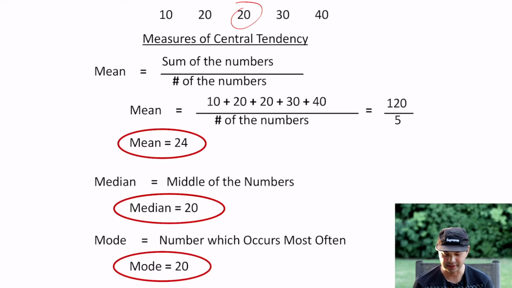So in this data range, if it was 10, 20, 20, 30, 40, and 85, 85 would be an outlier. A lot of times the median takes care of any outliers.